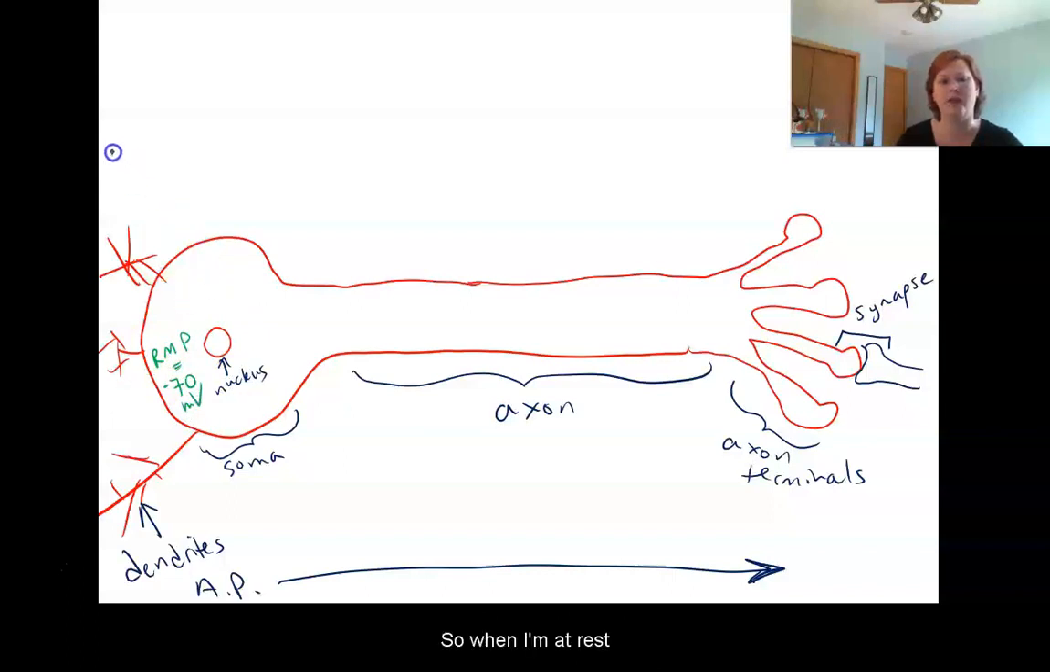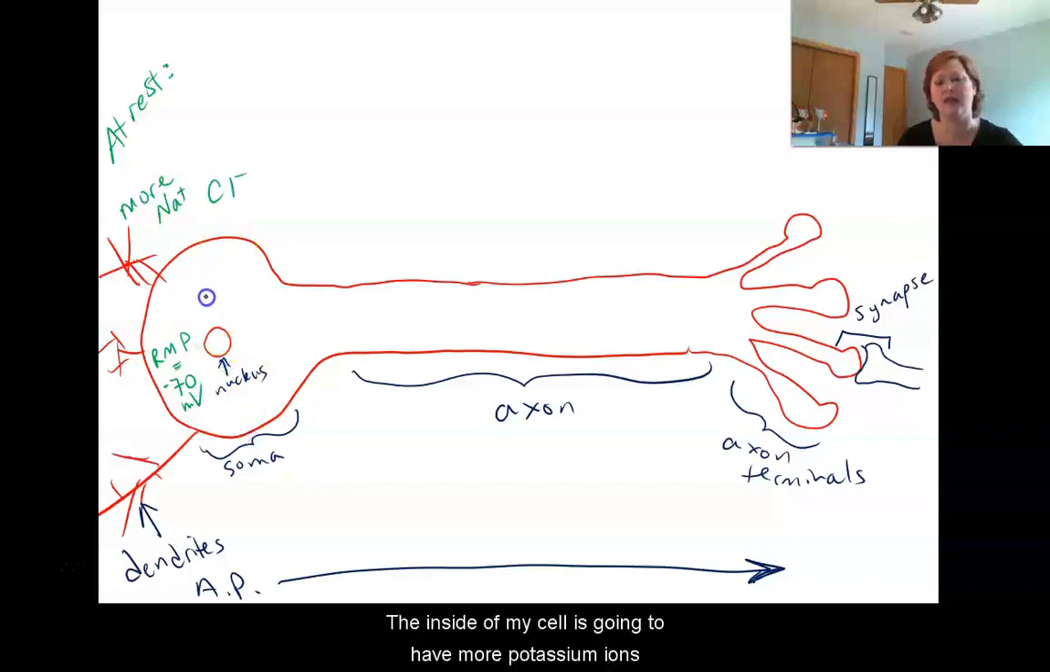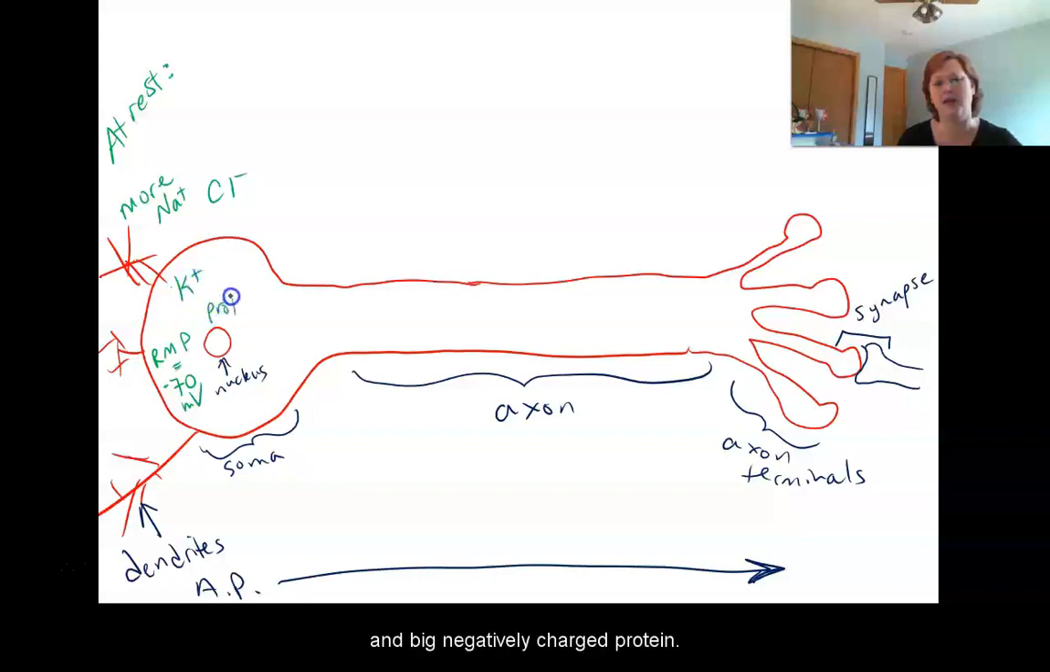So when I'm at rest, my ECF, or the outside of my cell, is going to have more sodium ions and more chloride ions. And the inside of my cell is going to have more potassium ions and big negatively charged proteins.